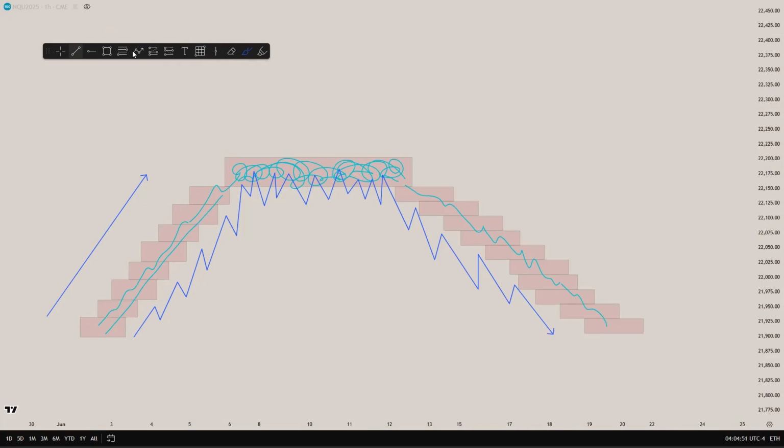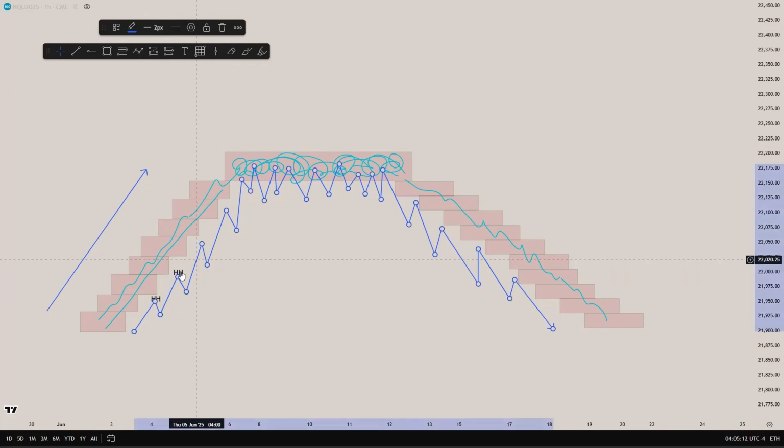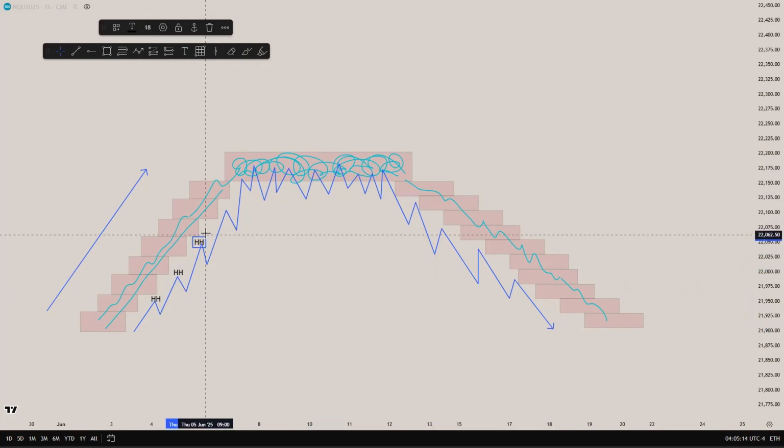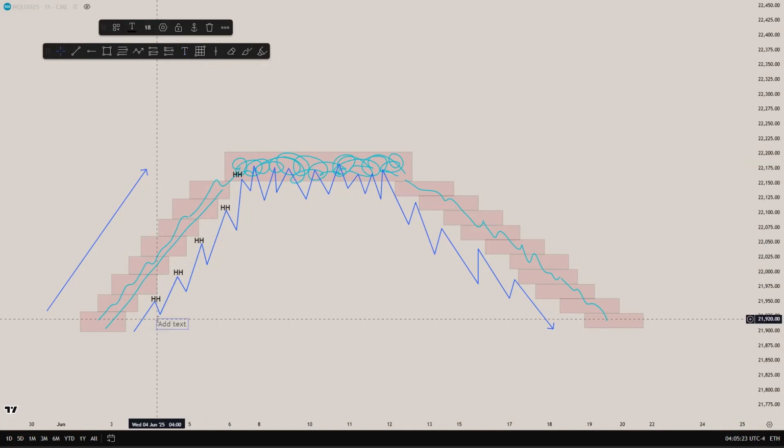Now the next part is tracing it as higher highs. These are higher highs. Like this point is higher than the previous one, this point is higher than the previous one, this high is higher than the previous one, this high is higher than the previous one, and this high is higher than the previous one.